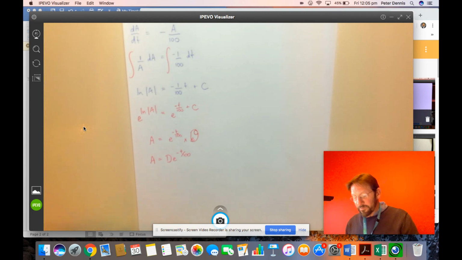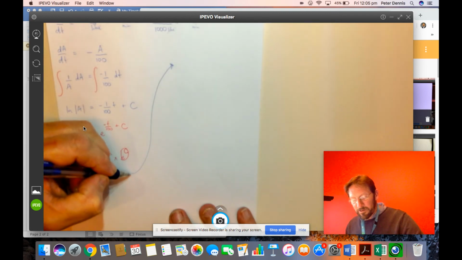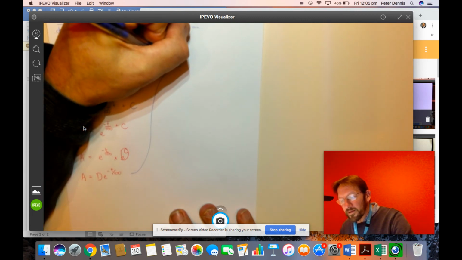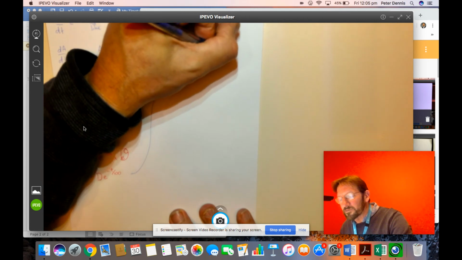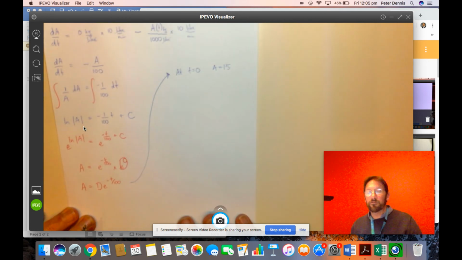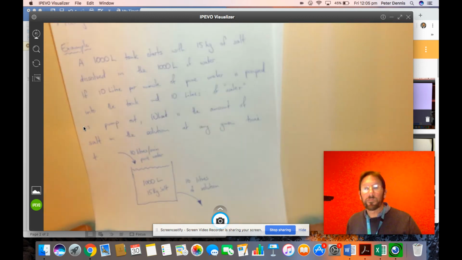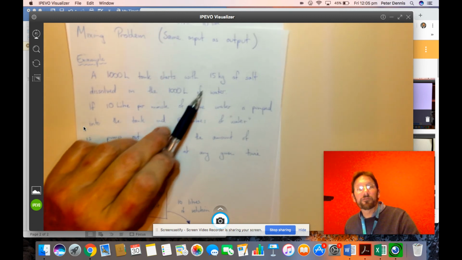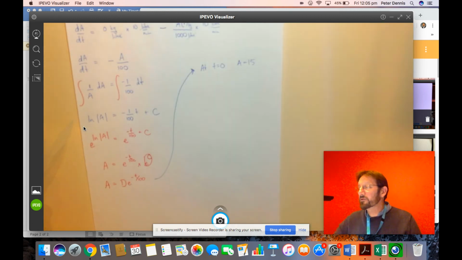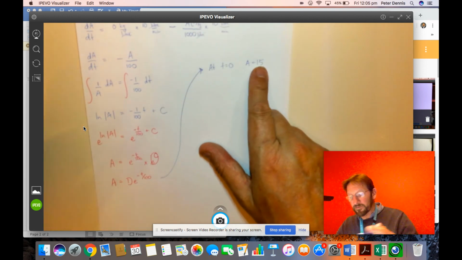I'm pretty sure we've got some initial conditions. So let's go up here. What are our initial conditions? At t equals 0, A equals 15. We're told that from the question. We go back to the question. A 1,000 litre tank starts off with 15 kilograms of salt. So there's the initial condition. So at t equals 0, we know that A equals 15.